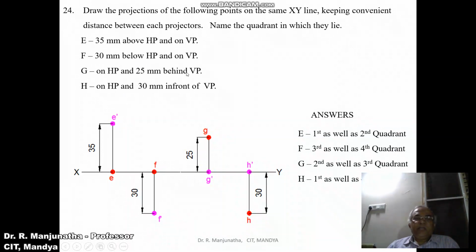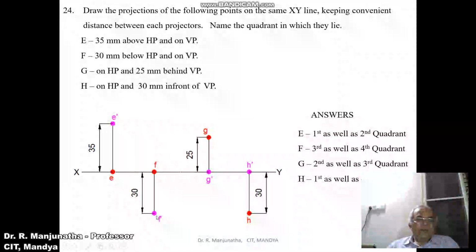On VP, HP, so that means it is the top view, it will be on the XY line, and you mark the point as the top view, which is E. And taking any convenient distance, draw one more vertical projector, which should be a thin line. Then 30 mm below HP is always below the XY line. From here you measure 30 mm and mark that point. Below HP means front view, F dash. On VP means the top view, and it will be on the XY line, and you mark this point as small f. Then G on HP and 25 mm behind VP.